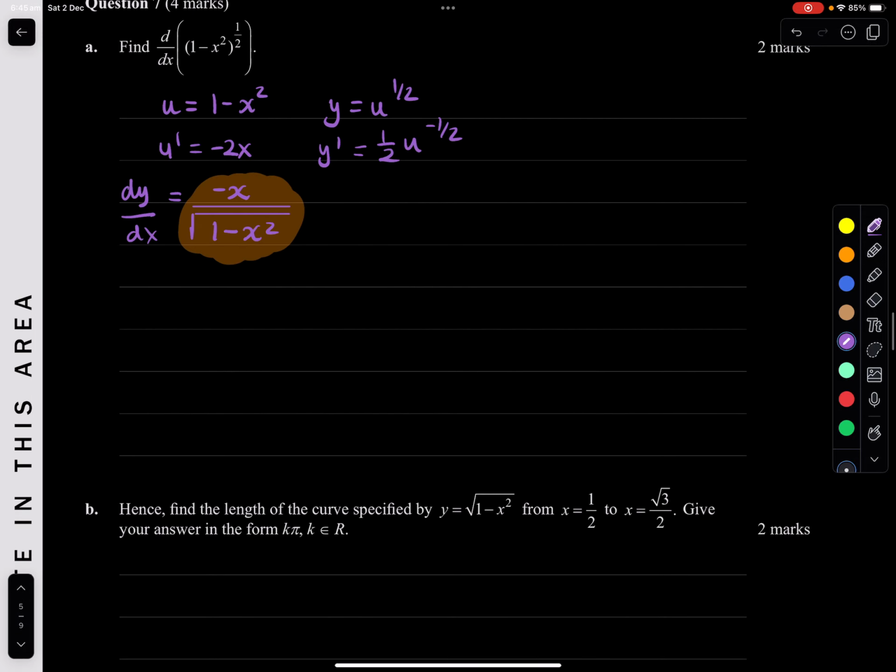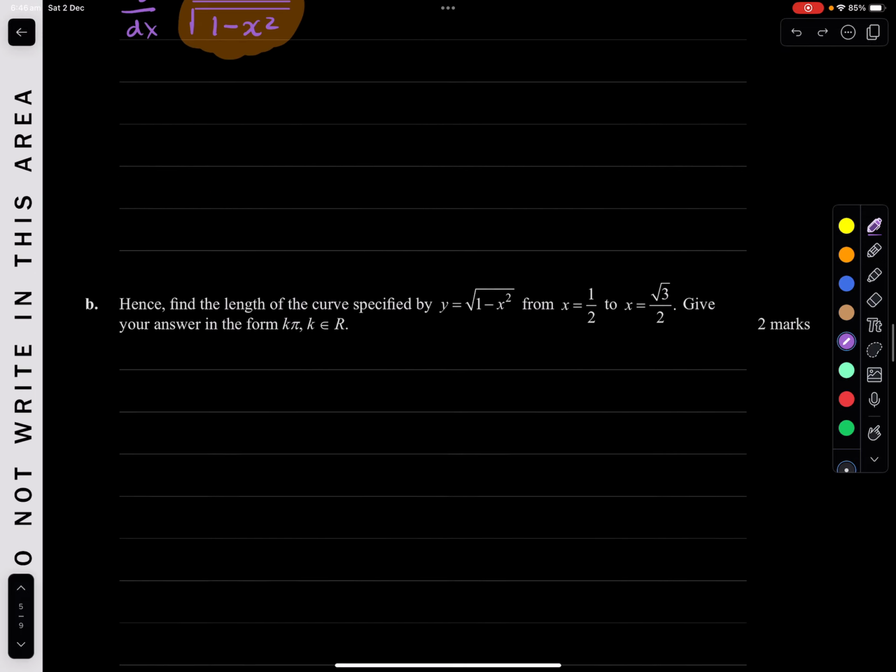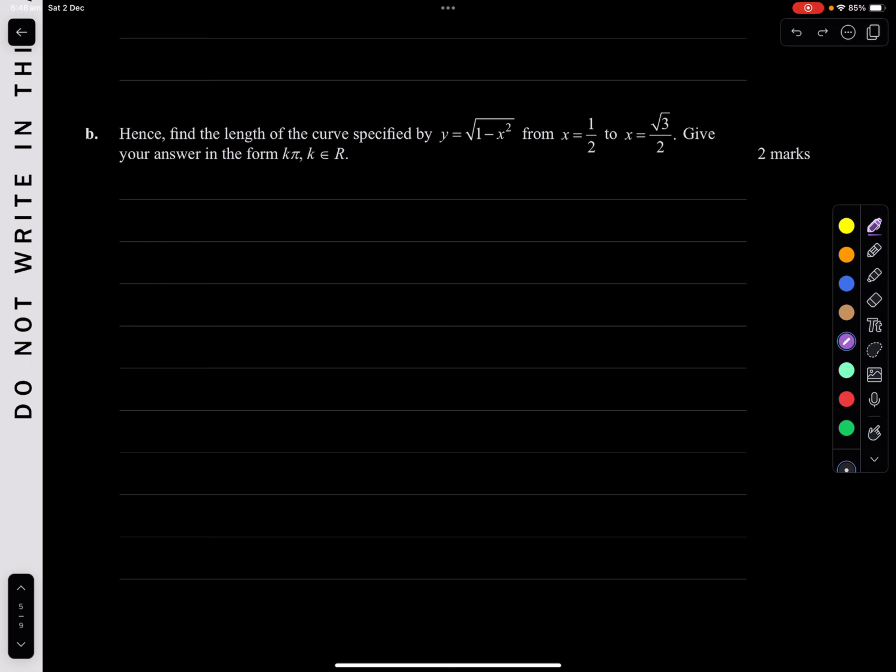Hence, using this, find the length of a curve specified by this from 1/2 to root 3 over 2. Give your answers in k pi, where k is an element of all integers. Okay, so to find the length, using your length formula, we're saying from half to root 3 over 2.